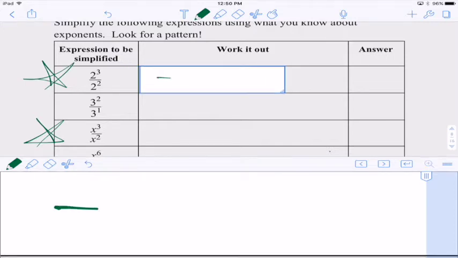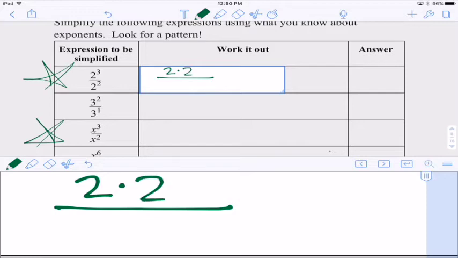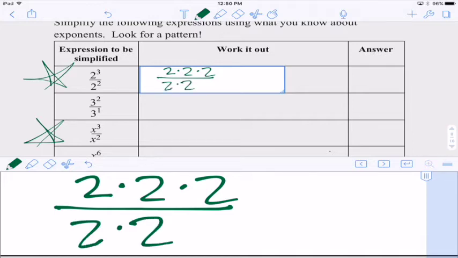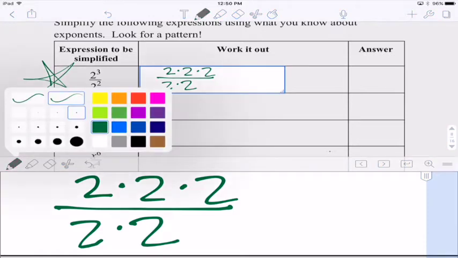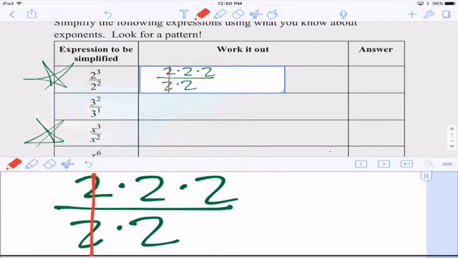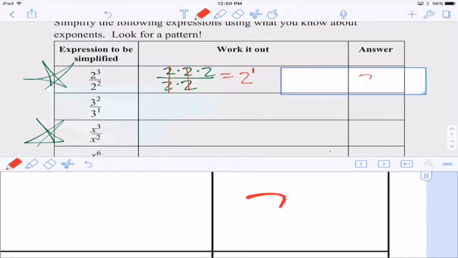If I make my fraction bar, on the top I've got 2 times 2 times 2, because we know that about exponents. Then on the denominator, the bottom, we've got 2 times 2. If you remember what we know about canceling, you'll notice that these 2's are going to cancel, these 2's are going to cancel, and we'll have 2 to the first left on top, or we could just call that 2. We're looking for cancellation.